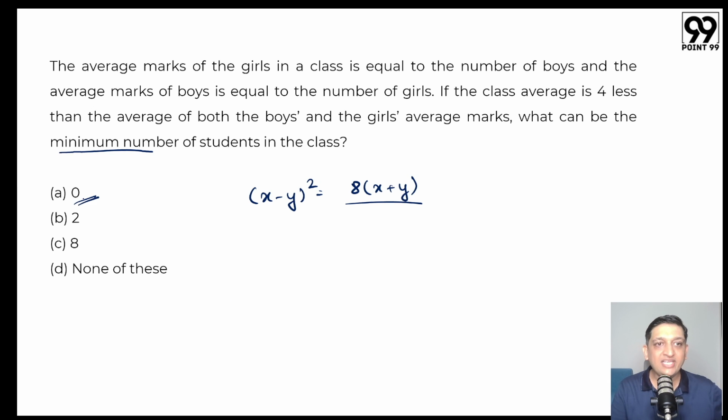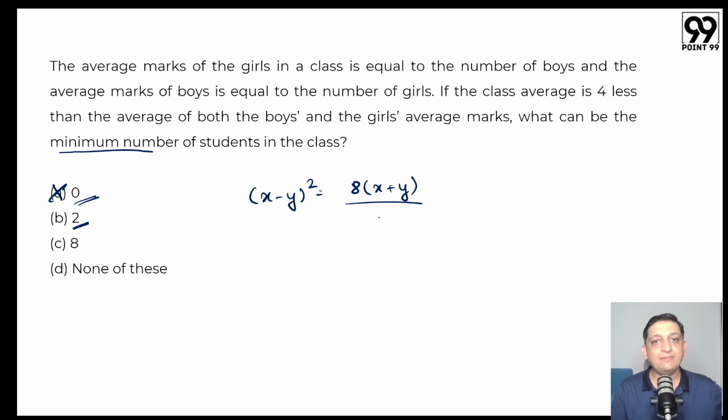So we found out that there existed one particular thing which could have been our answer, but here we have to find the minimum number of students in the class. Now 0 is something that has been given to us. If the number of students is 0, x plus y becomes 0, then x minus y can become 0, so that is fine. But here we are talking about the class average being 4 less than the average of both the boys and the girls average marks. We cannot have everything equal to 0, and because of that this is not our answer for sure.